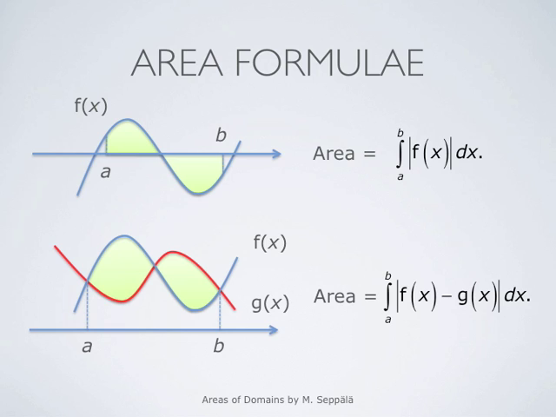Here again in actual computations the interval of integration from a to b needs to be split into subintervals where this expression f of x minus g of x does not change its sign, and over such subintervals the absolute value signs can be simplified away and the integration performed.